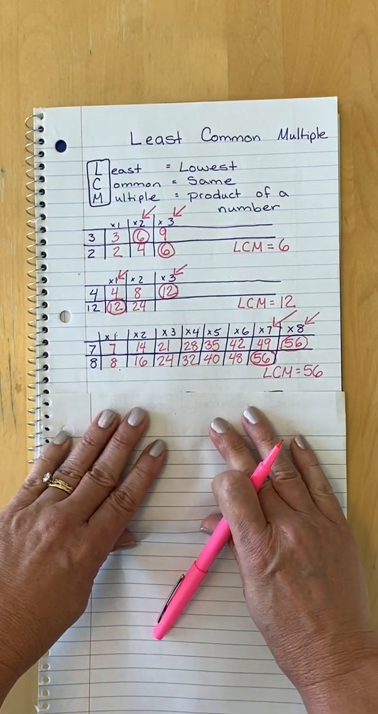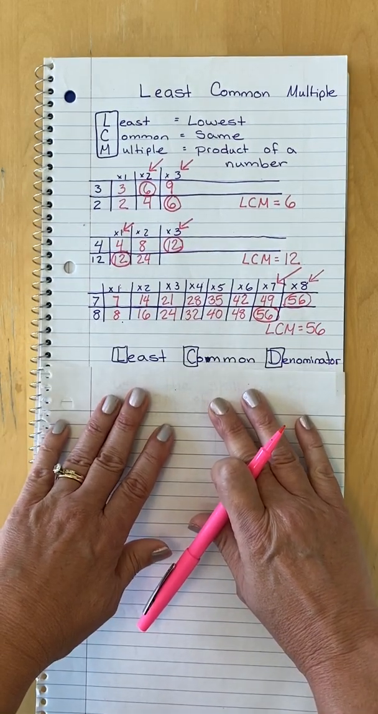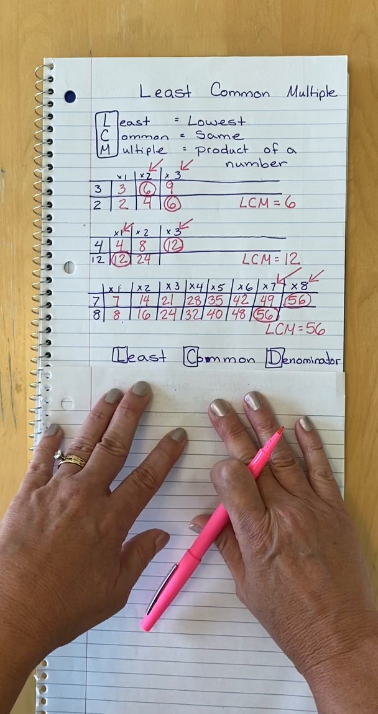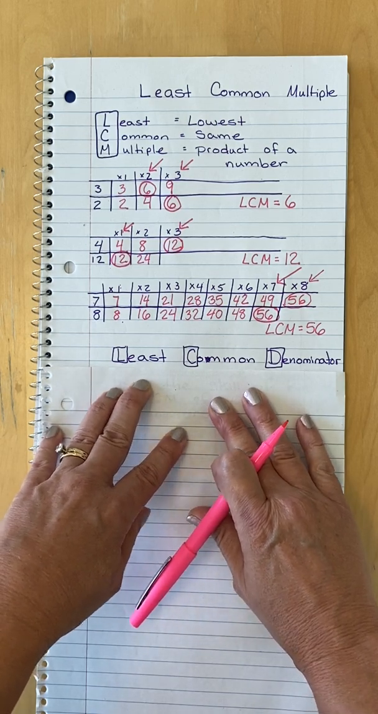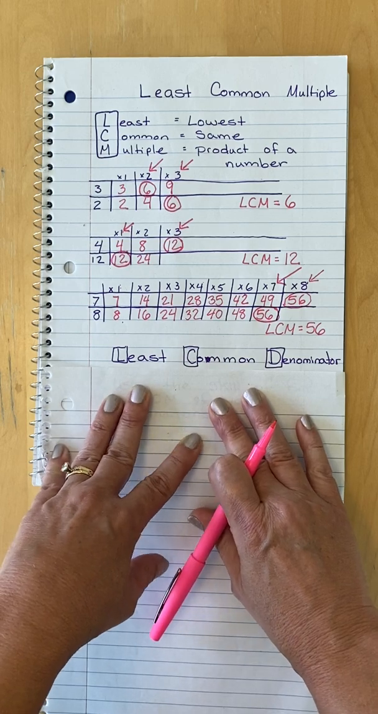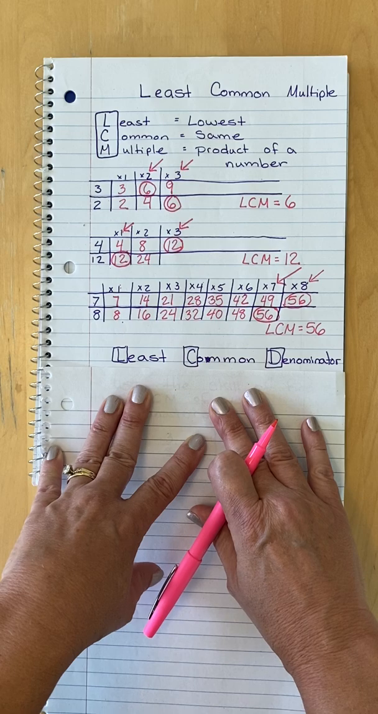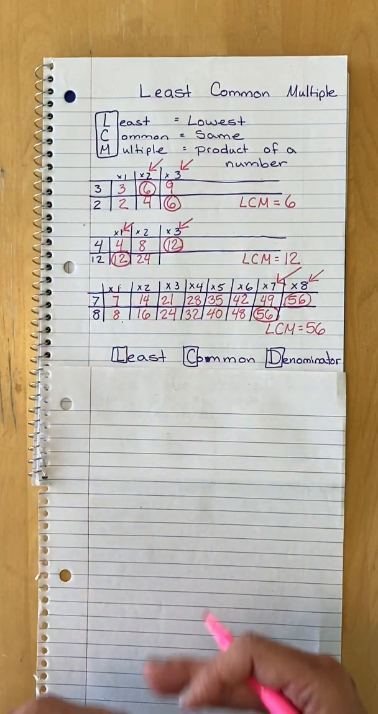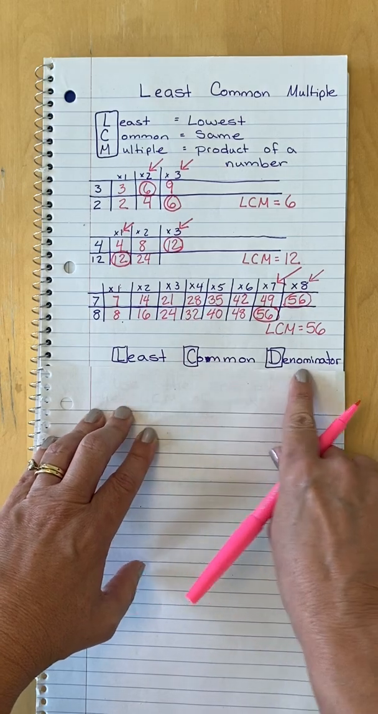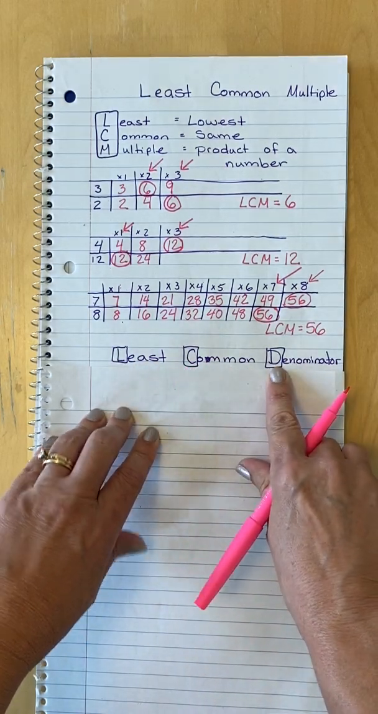So when we are going to add and subtract fractions with unlike denominators, or we're going to compare fractions with unlike denominators, what we're going to want to do is we want to make those denominators match. How do we do that? We find the least common denominator, or the LCD. So check that out.